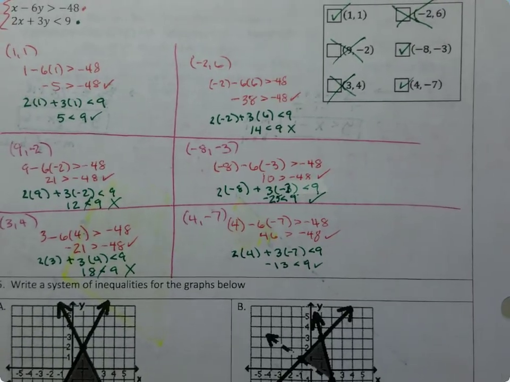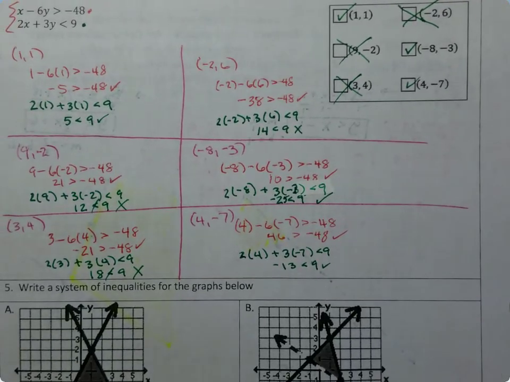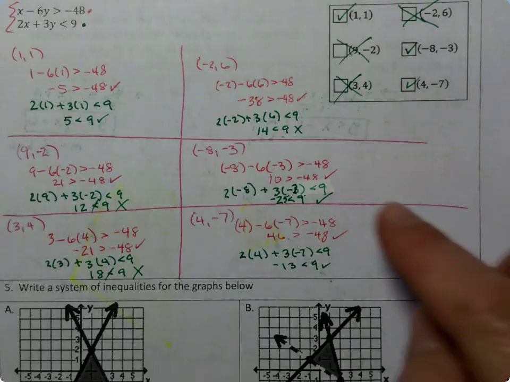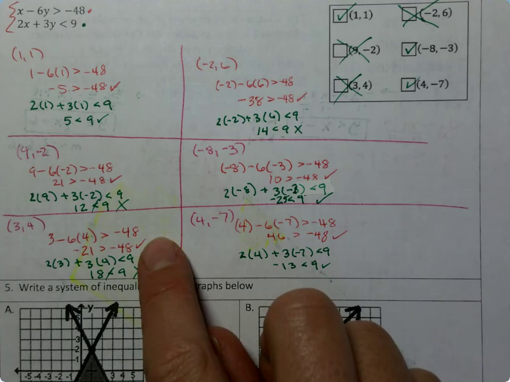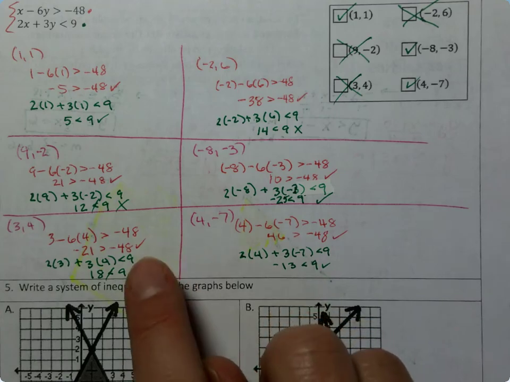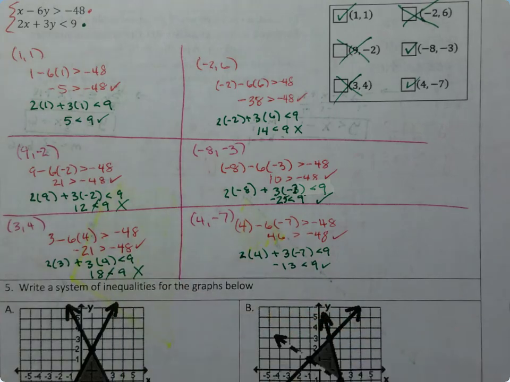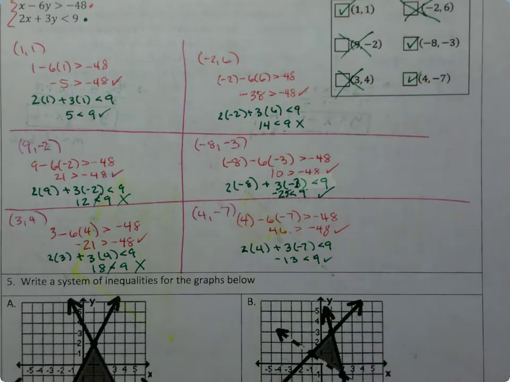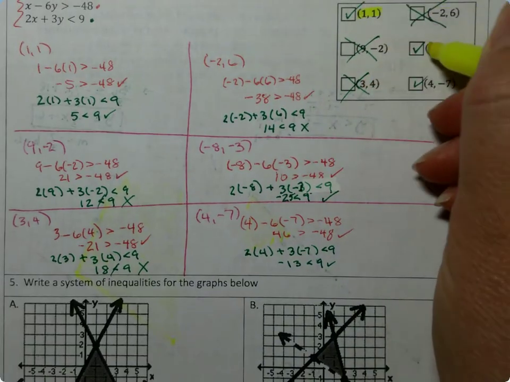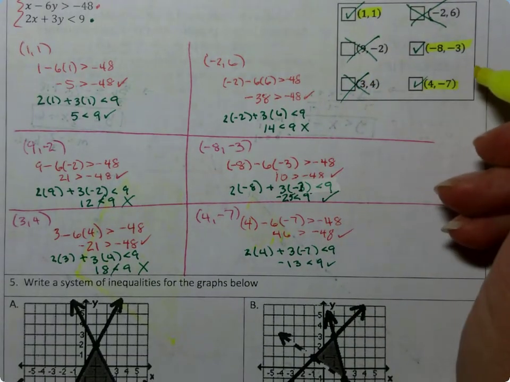All right, so we went ahead and finished this up, but I did pause the video. So each one was checked. So -8, -3 both made true statements. It works. We got a true statement and a false statement. If the first statement was false, I don't have to check anymore. Both of these were true, so there we go. So the ones that were true stand out. They're 1, 1, -8, -3, and 4, -7.